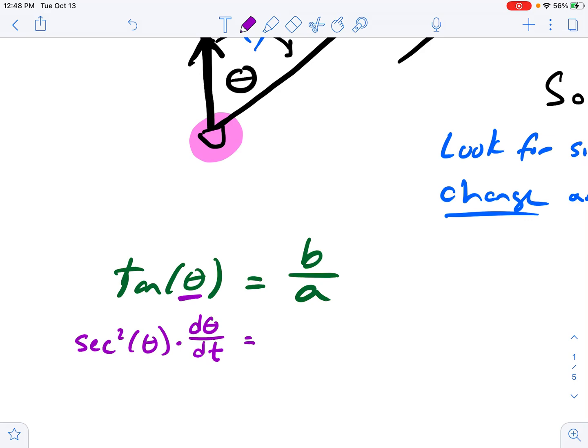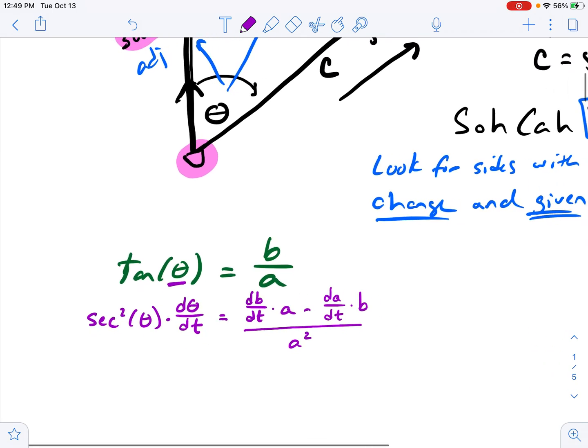Now, on the right-hand side, we've got to use the quotient rule. Right? So the derivative of the top is going to be dB over dt times the bottom, which is A, minus the derivative of the bottom, dA over dt, times the top, all over bottom squared. And there we have it. There's our quotient rule on the right-hand side.